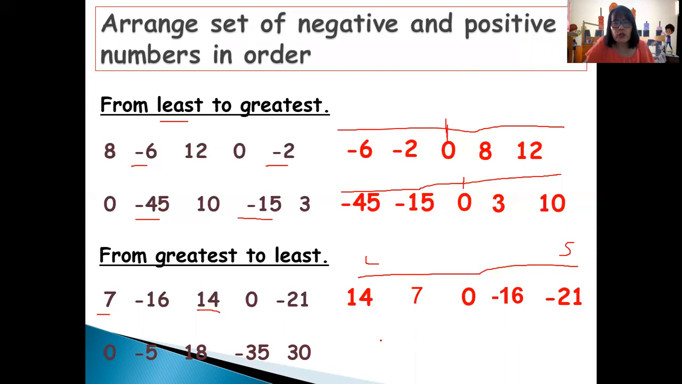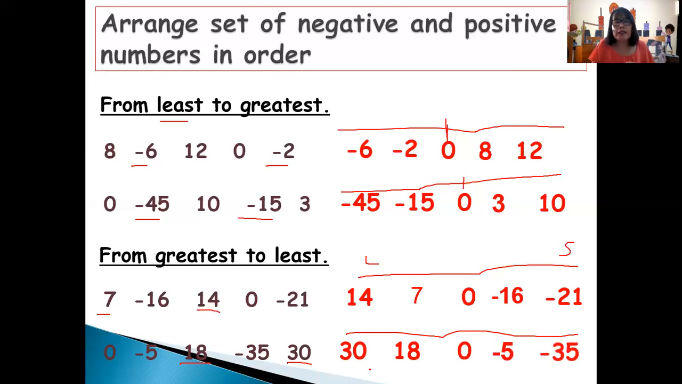Okay, now check your answer. So which one are the greatest? Always take first the positive numbers. So the greatest is 30, then 18, then 0, -5, -35. So this is how to arrange from the least to the greatest and from greatest to the least.